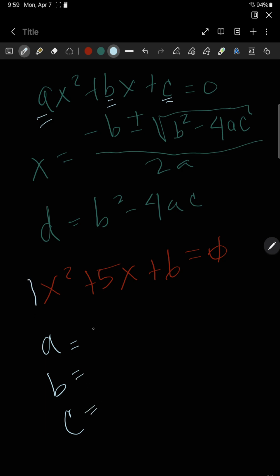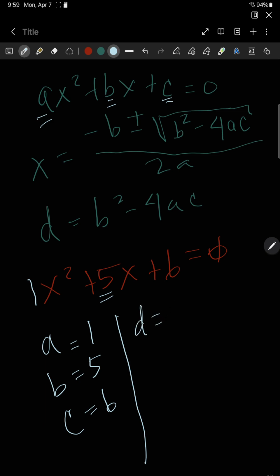So here your a is a 1. It's the number in front of the x squared. Your b is a 5. It's the number in front of the x. And your c is a 6. So from there you could go directly to the quadratic formula or go first to the discriminant. Let's go ahead and do the discriminant first.